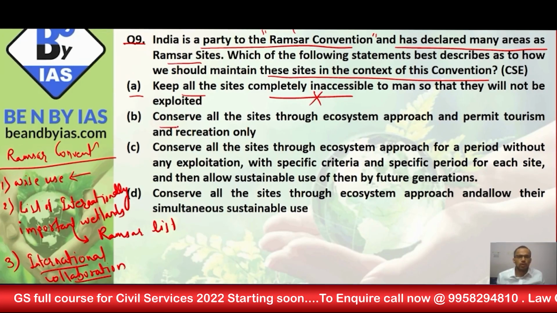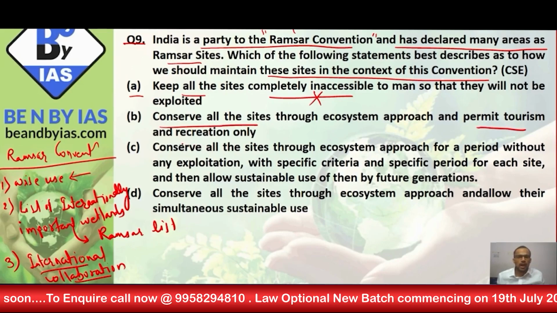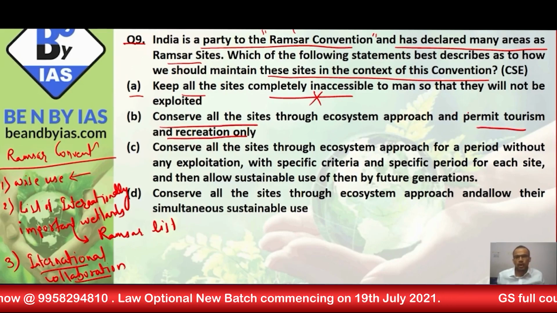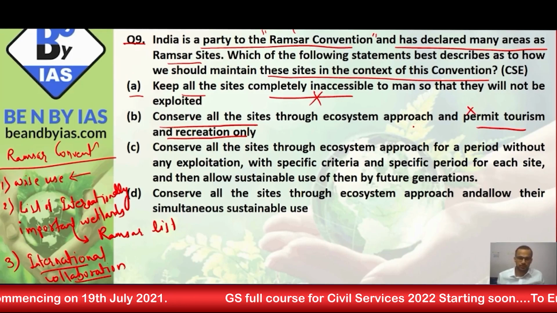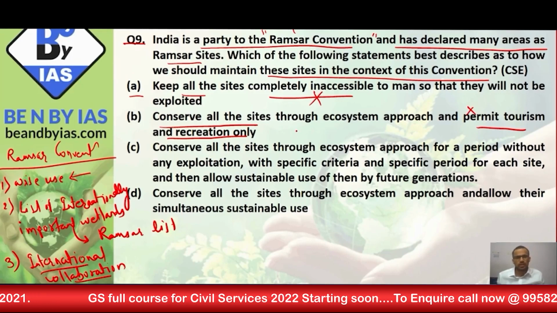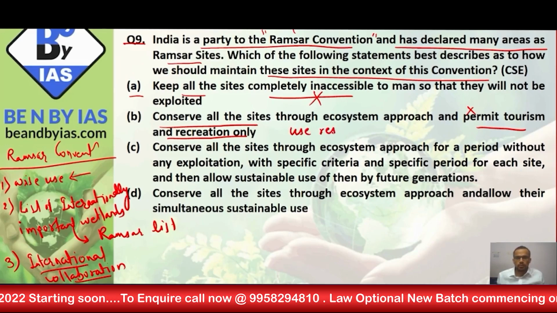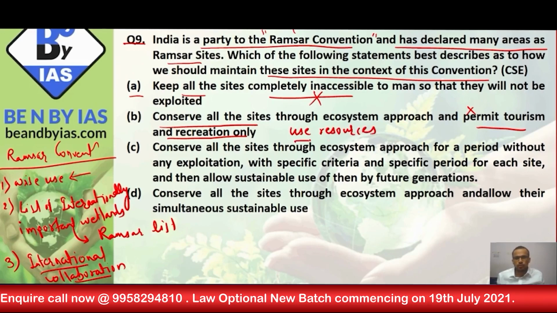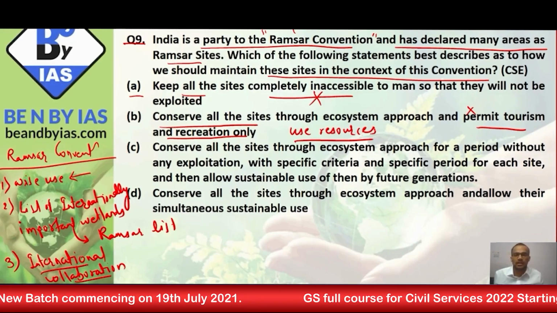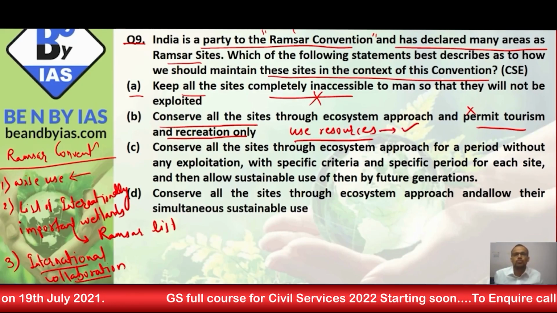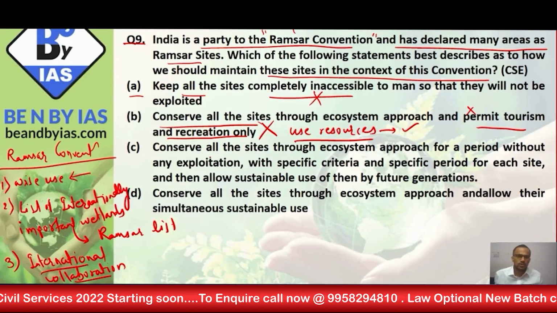Next, conserve all the sites through ecosystem approach and permit tourism and recreation only. No, again, this is not a correct statement as per the Ramsar Convention, because under wise use we can use resources from wetlands. It is not only about tourism and recreational activities, but even resources can be used from the wetlands, and hence this statement again becomes wrong.